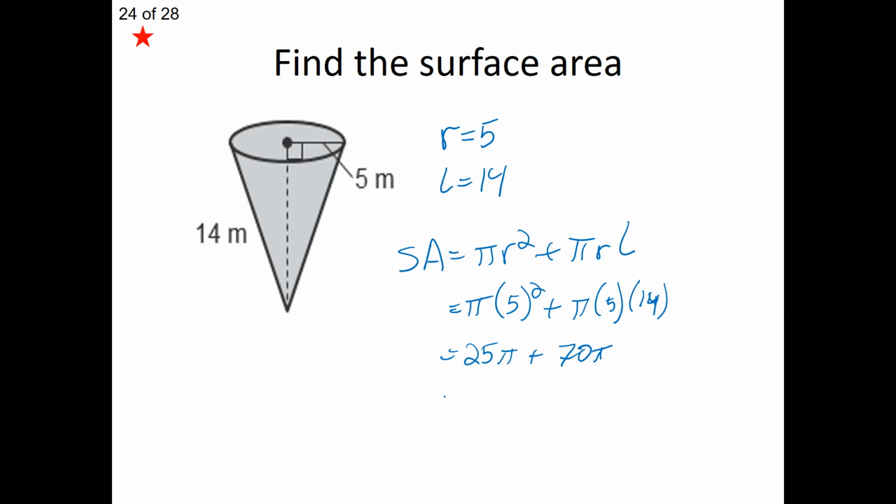Again, I'm leaving pi in my answer. And you see, oh, look, those are like terms. 25 pi plus 70 pi, it turns into 95 pi. And there we have it, the total surface area of our cone. So on the worksheet, you also see some examples of finding the lateral area, or sorry, the surface area of a cone.